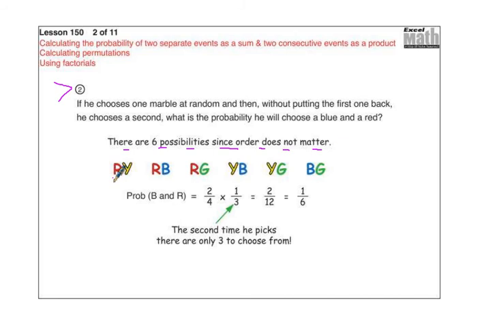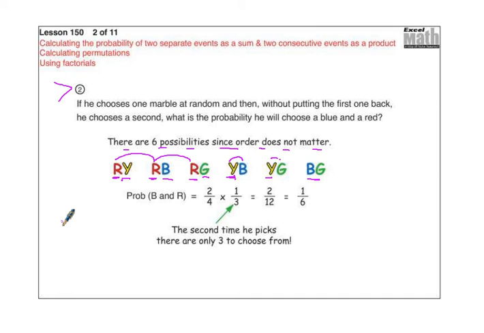So if he picks 2 marbles, he could pick a red and a yellow, or a red and a blue, or a red and a green. Notice they kept the red all 3 times and put it with the other colors. Or pick a yellow with a blue. You wouldn't put yellow with red because you already did that here. Or yellow with green, and then the last possibility is blue with green. 6 different possibilities of how you can combine the different marbles together.